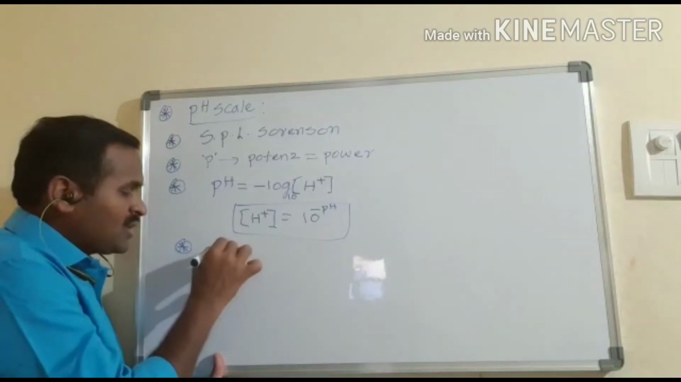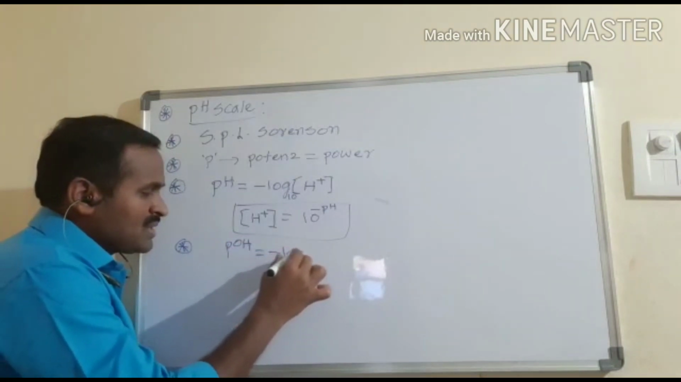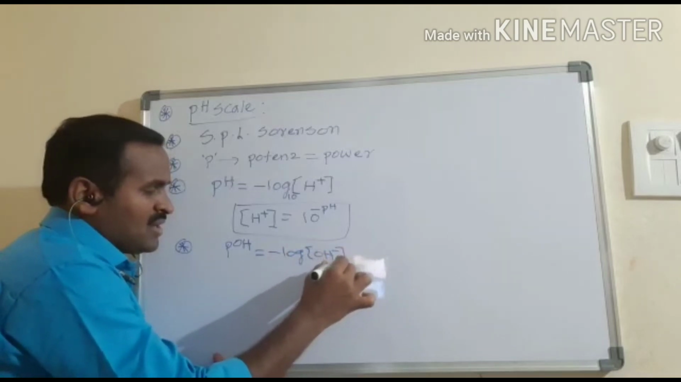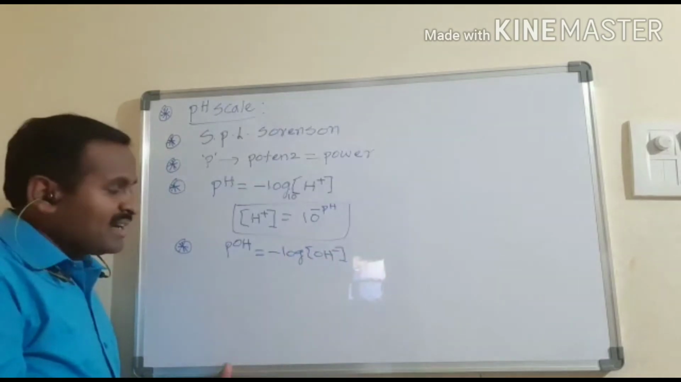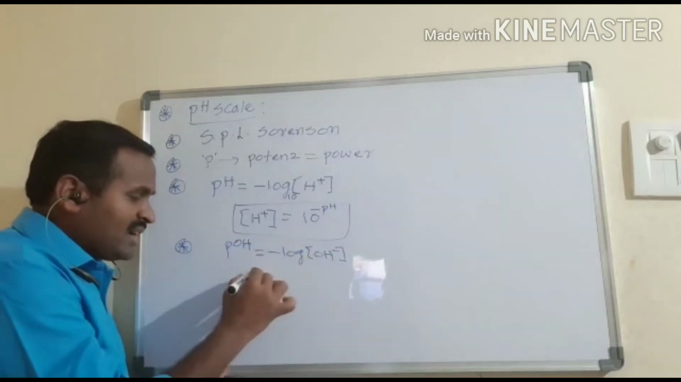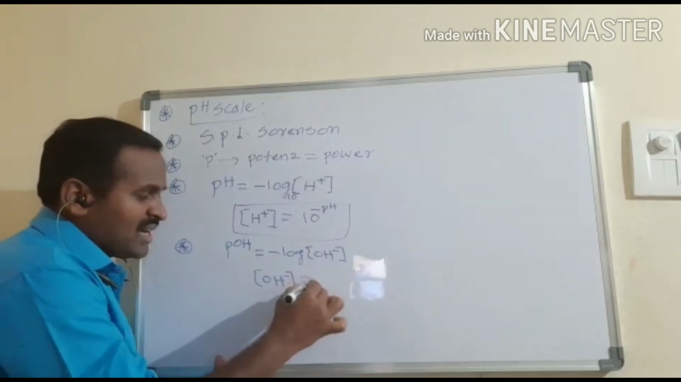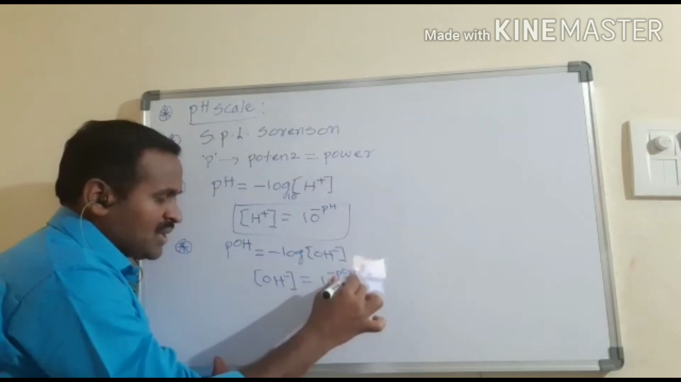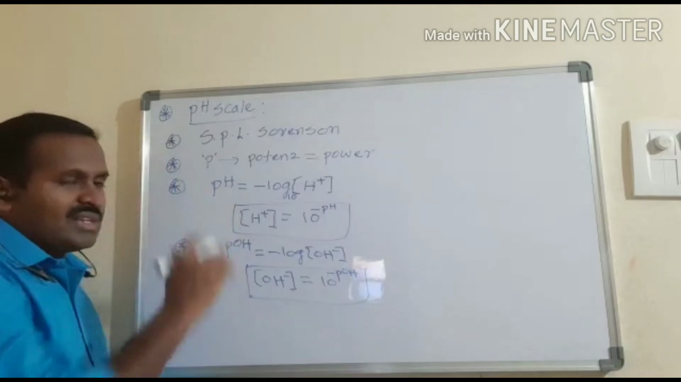In the same way, I can write pOH is equal to minus log of OH minus ion concentration, and OH minus ion concentration is equal to 10 power minus pOH. This is another formula to find pOH.